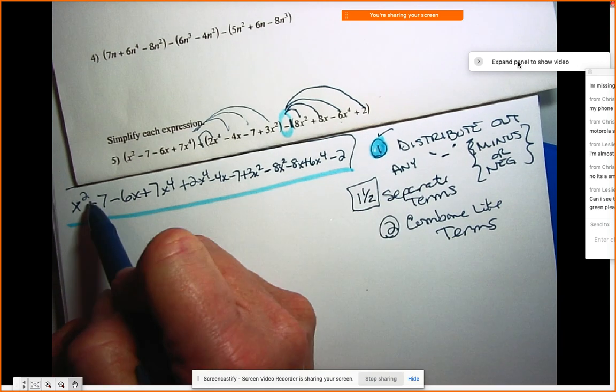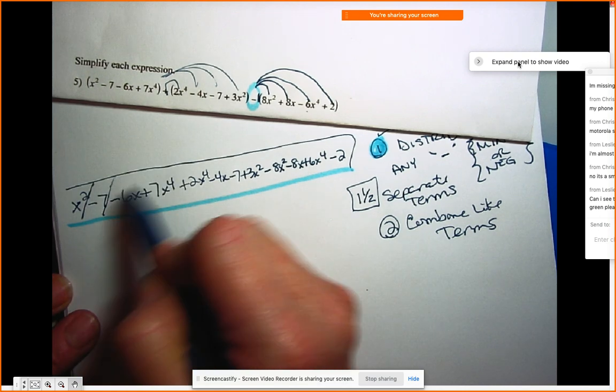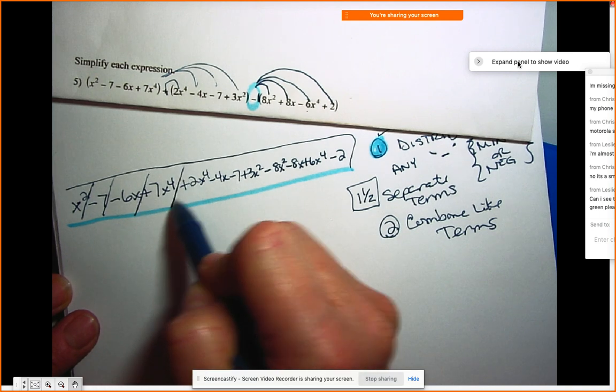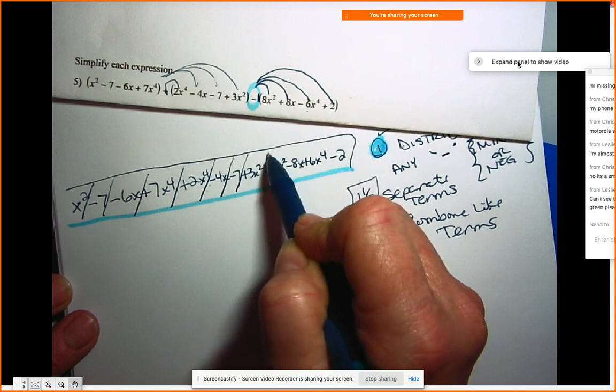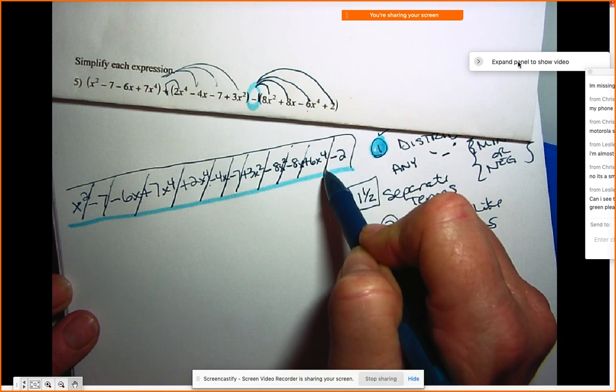Okay, all I'm going to do is I go along, and once I see a plus or a minus, I go ahead and just put a little slash. That's all you're doing. You go along. Oh, there's a plus. Okay. There's a minus. Okay, a minus, plus, minus, minus. Wow, there's a lot of terms here.